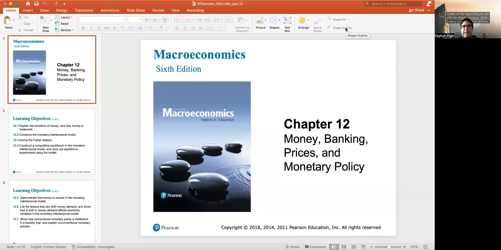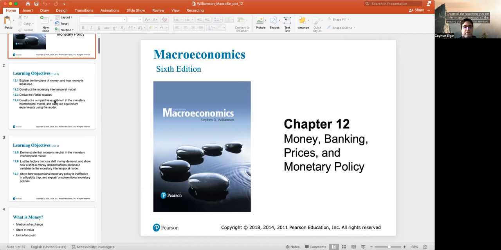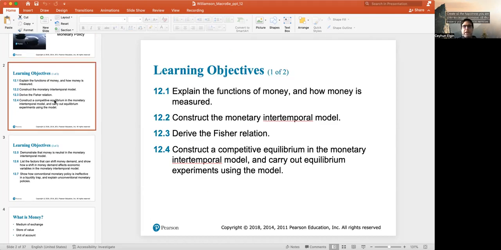Hello. In this asynchronous lecture, I will talk about chapter 12 of the intermediate macro textbook of Stephen Williamson. The title of the chapter is Money, Banking, Prices, and Monetary Policy. The learning objectives of this chapter are sevenfold. There are 7 of them.